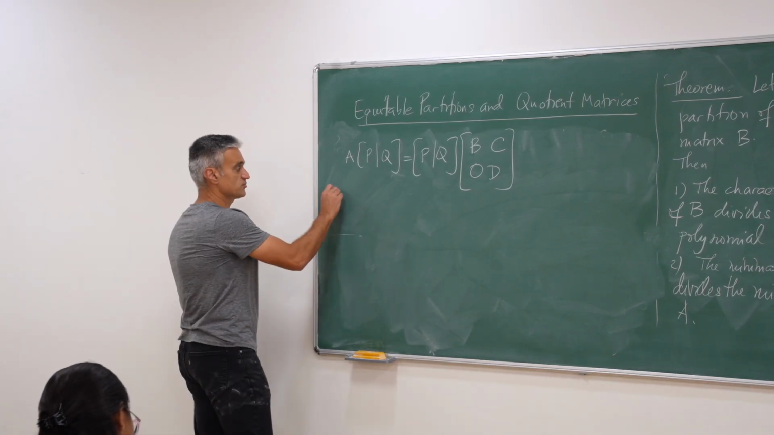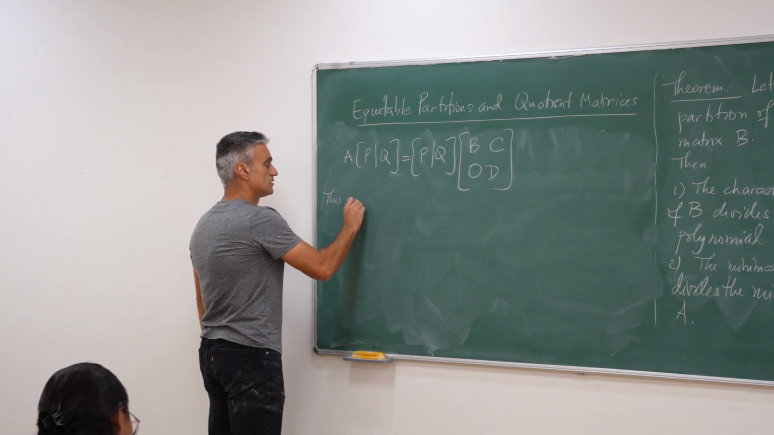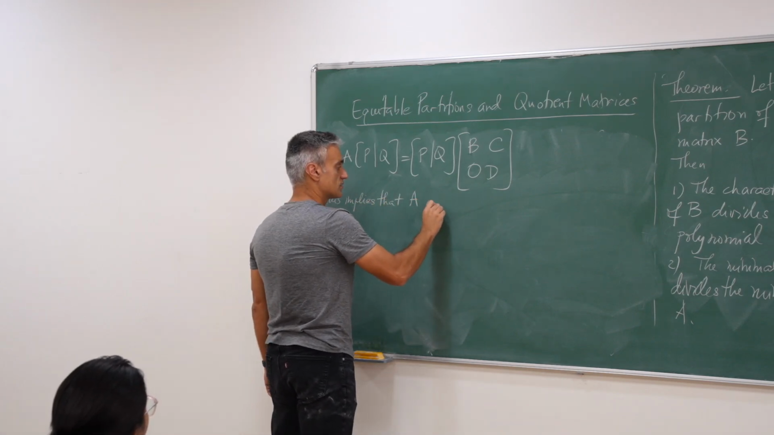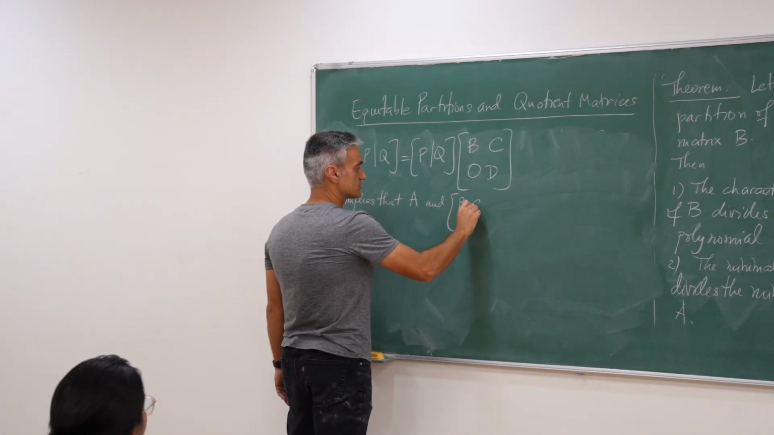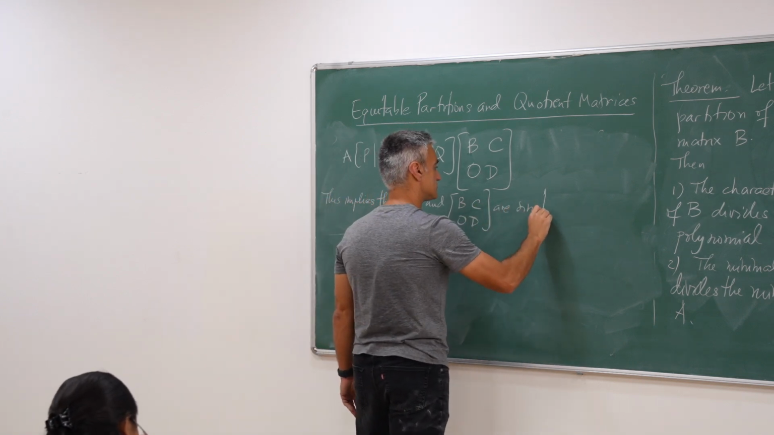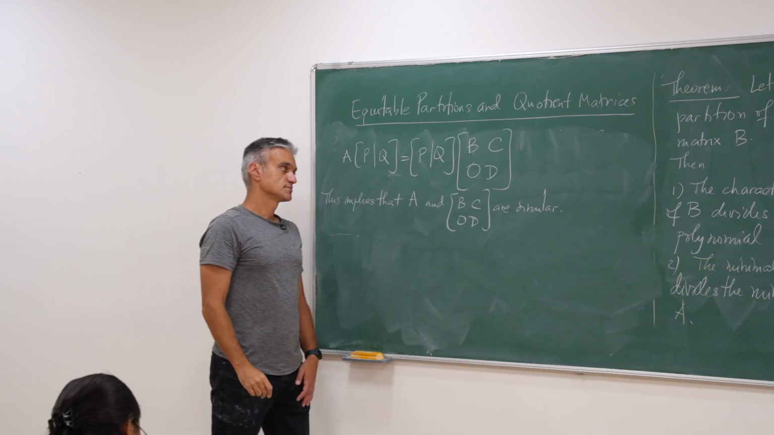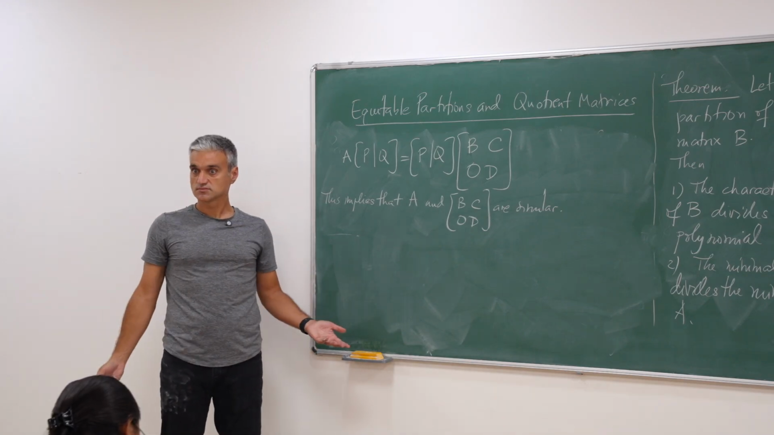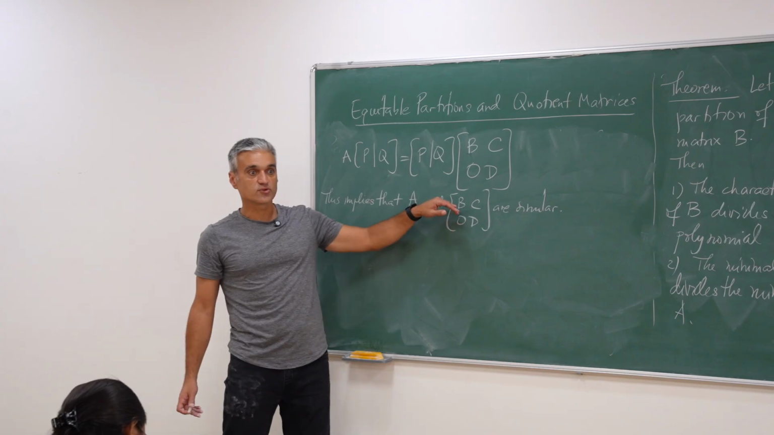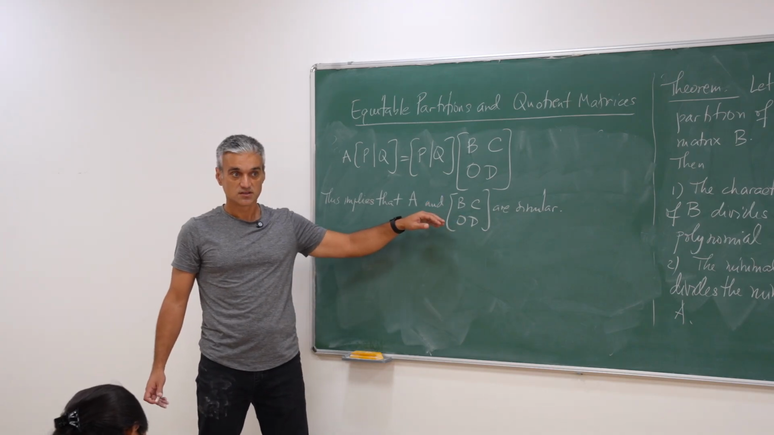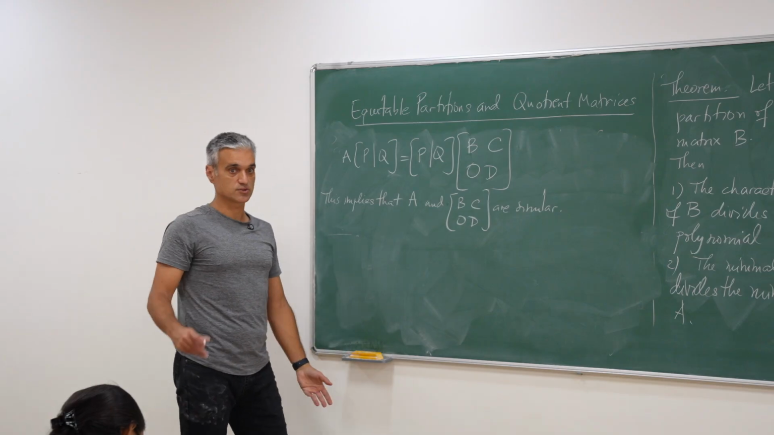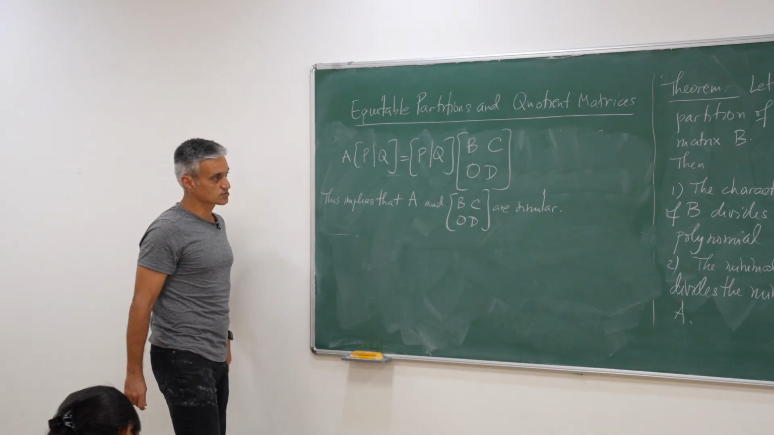So this implies that A and the block matrix B C 0 D are similar. If you're similar, your characteristic polynomial is the same. But what is the characteristic polynomial of a matrix like this? The product of the characteristic polynomials. We're not going to prove that, but do it if you're not sure.